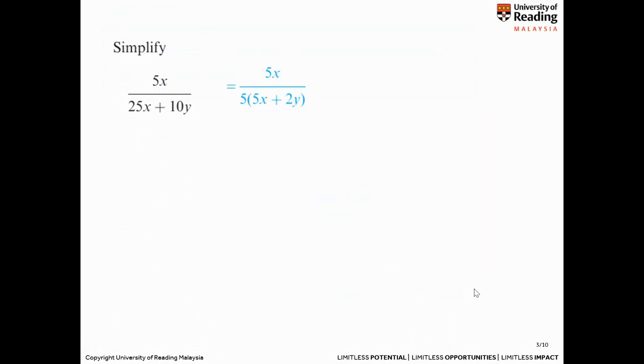You notice that in the denominator, there is a common factor of 5. So you need to factorize 5 from both of the terms and put the bracket x plus 2y. And now you cancel the 5 from the numerator and denominator. Then your final answer for this is just x over 5x plus 2y.